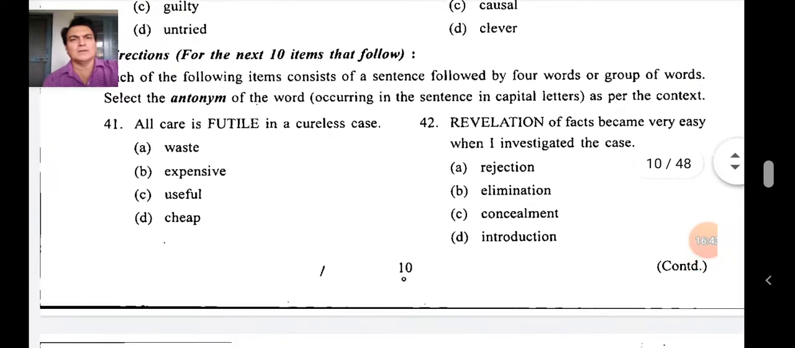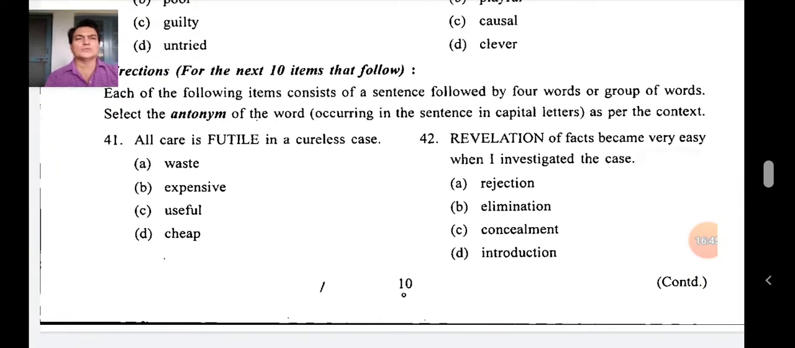Let's go to 41. Now here in the case of this, we have to see antonyms. So antonyms are the opposite words. Each of the following items consists of a sentence followed by 4 words or groups of words. Select the antonym of the word as per the context. And this word is given in capital letters.